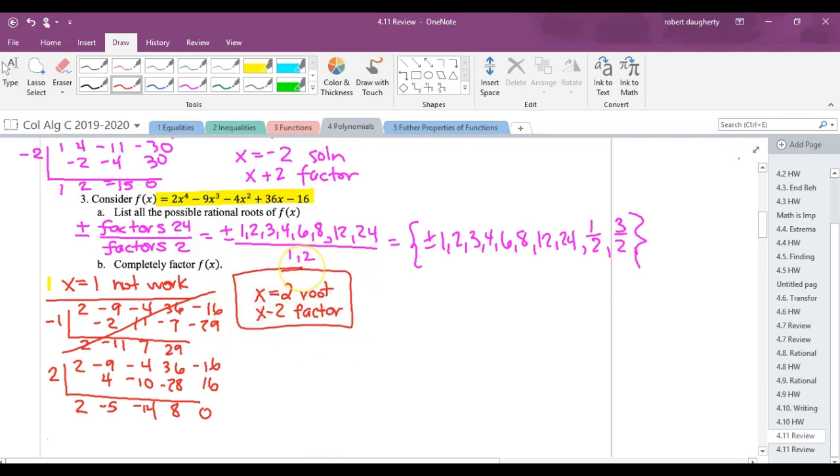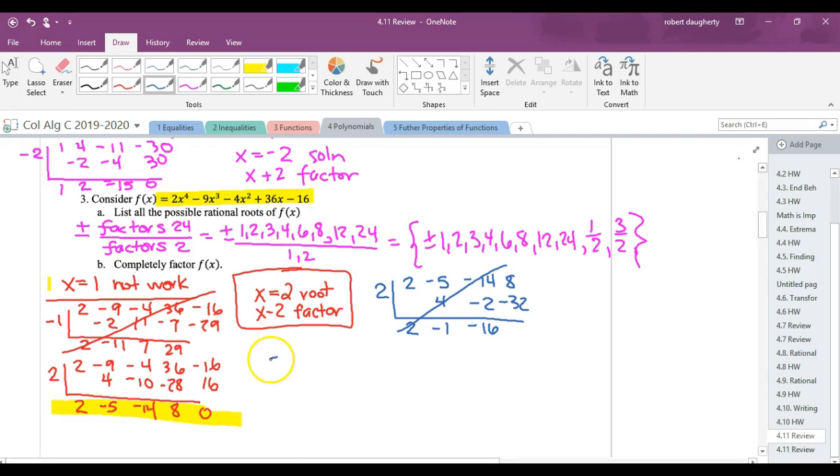Now I got to keep on going. This started out to be a 4th degree. I've got to get it to work one more time. So I have to start all over from here. Okay, so I got to figure out what will work at that point. So 2 worked. 2 might work again. I'm just going to try it and see. So let's see if 2 works its magic again with 2, negative 5, negative 14, and 8. So you bring down the 2, that's 4, negative 1. Multiply here, negative 2, that's negative 16, negative 32. It does not work. Okay, so 1 and negative 1, I've tried 2. Let's move on to negative 2. So negative 2.